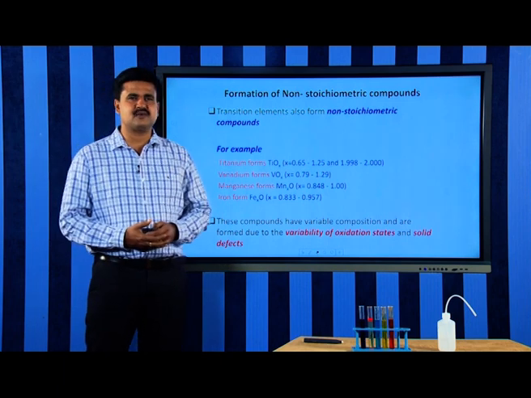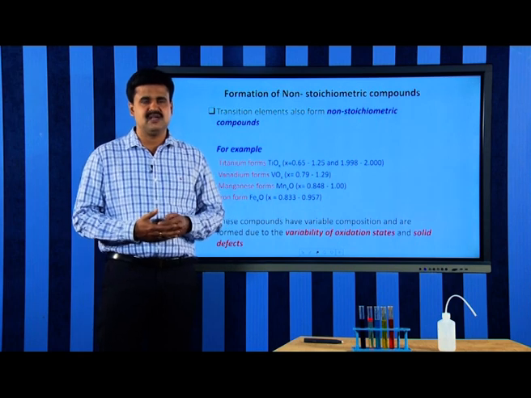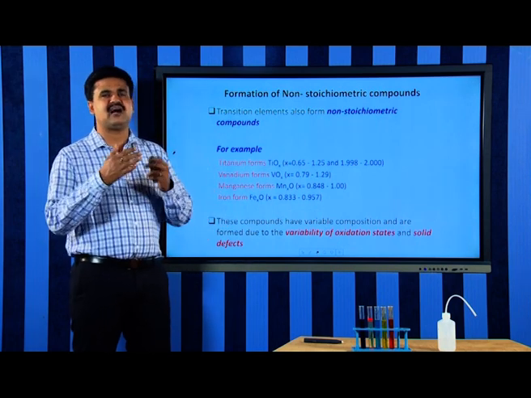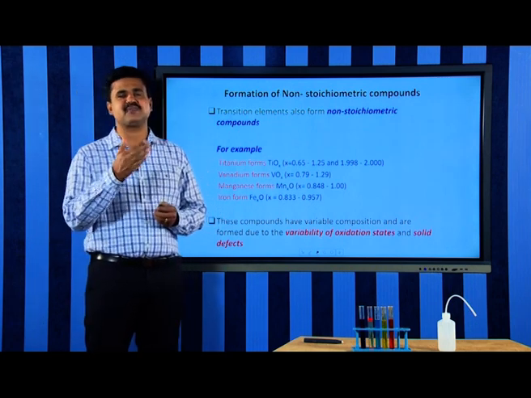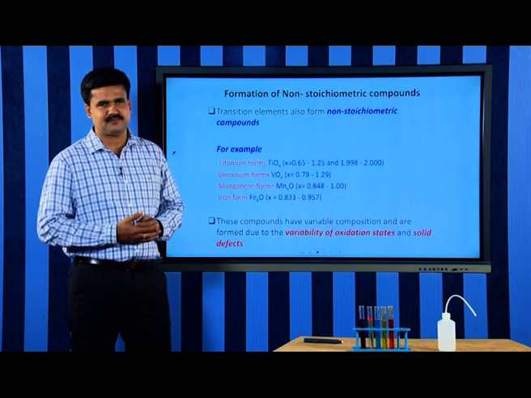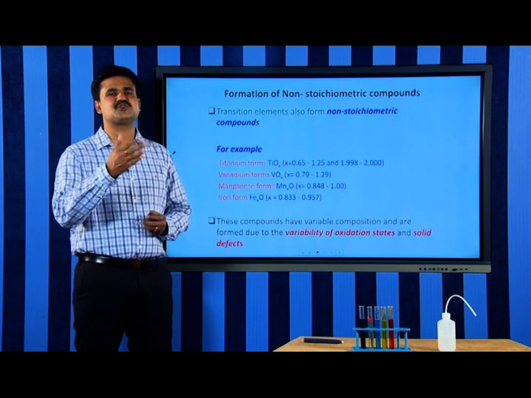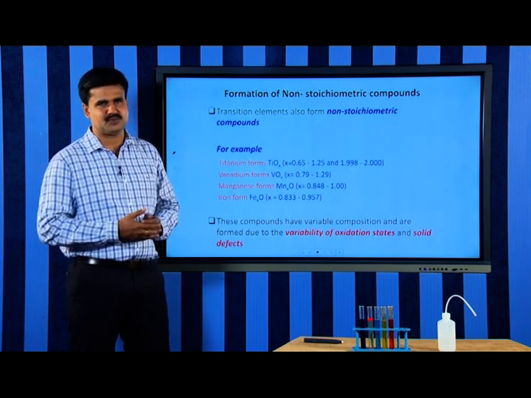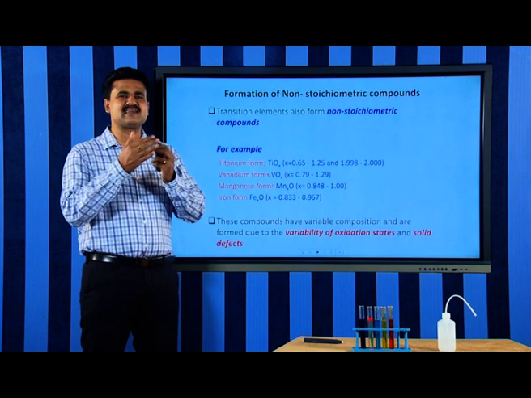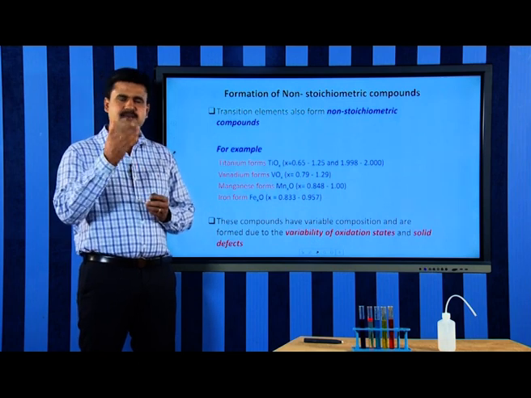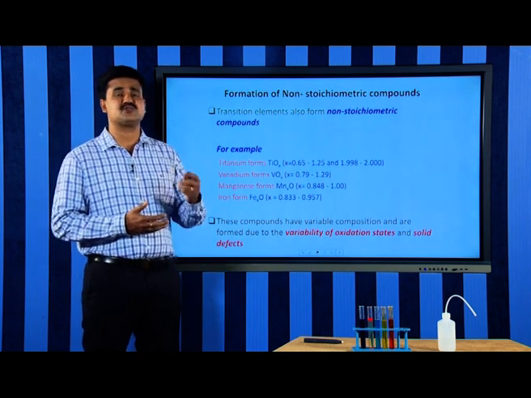Another characteristic feature of transition metal is the formation of non-stoichiometric compound. What do you mean by a stoichiometric compound and how does it differ from a non-stoichiometric compound? If you are taking NaCl, here sodium and chlorine are present in 1:1 ratio, that ratio is always fixed. In the case of calcium chloride, 1 calcium is connected to 2 chlorine. The stoichiometric ratio between cation and anion is 1:2. However, in the case of non-stoichiometric compounds, the stoichiometric ratio between the participating elements is not always maintained. Such compounds are called non-stoichiometric compounds.